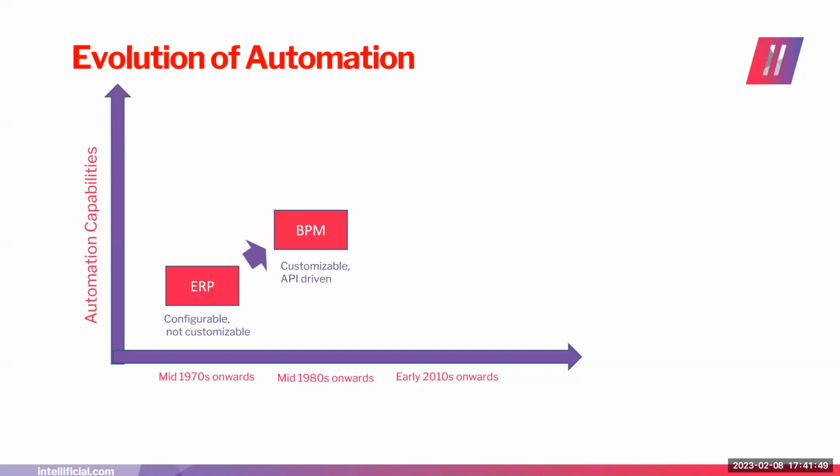Then it evolved to business process management, which is customizable software and is API driven. This allows organizations to create and automate custom workflows according to business needs. Popular applications are BPM software from IBM and Pegasystems. And recently we have a technology called RPA, that is robotic process automation. It is platform and API independent. I'll talk about this in the later part of the slides, but all these are the evolution of automation.